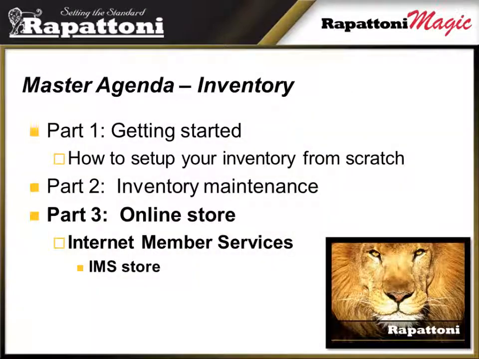All right. As most of you know, today is part 3, as Mark said earlier, of a 3-part series to do with inventory. In part 1, we covered getting started, or setting up your inventory from scratch. During part 2, we showed you how to maintain your inventory on a daily basis. Today, we're going to look at our online store. Using Internet Member Services, your members can go to the IMS store and purchase items you have for sale.